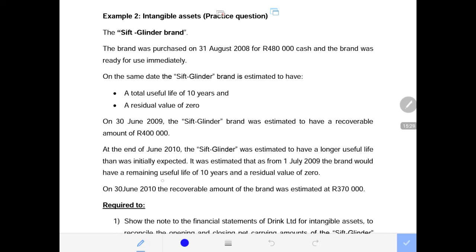We are very clear that we are given the remaining useful life. There's nothing to worry about in terms of the calculations. And it says on the 30th of June 2010, the recoverable amount of the brand was estimated at 370,000. Now, this will be another opportunity where we need to test for the impairment, where we must calculate the carrying amount at this date, meaning end of June 2010.